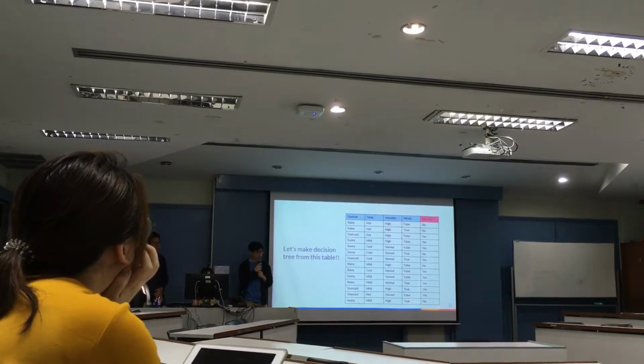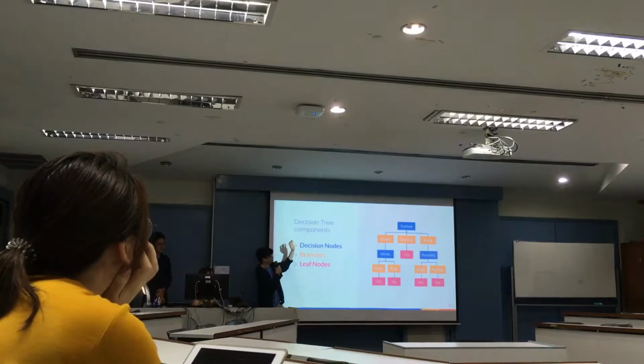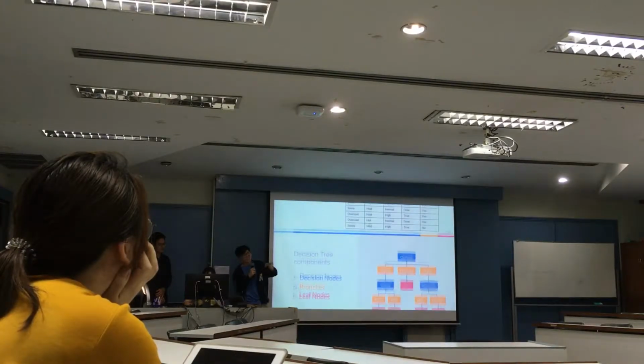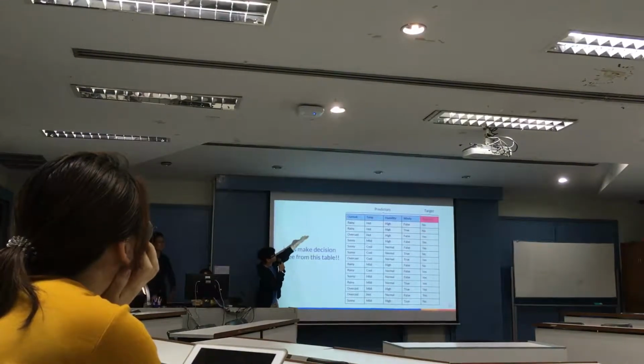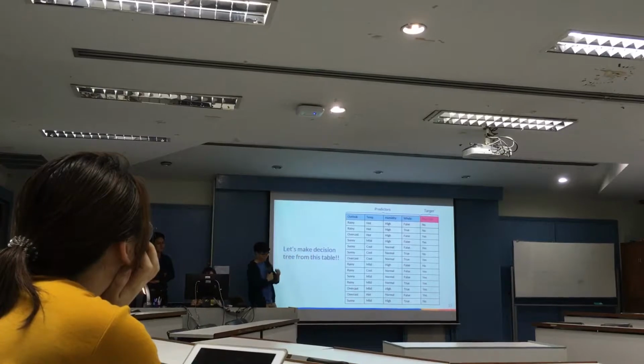So let's go with the example. We see that in this table we have 4 predictors and 1 target. So we want to know how the weather, temperature, humidity and windy are going to affect whether we play golf or not.